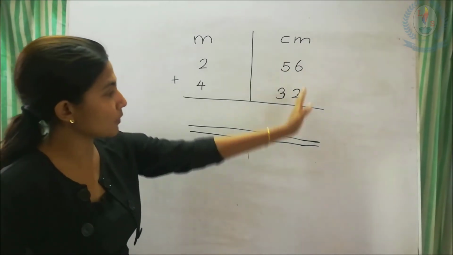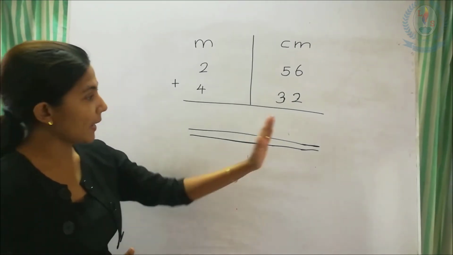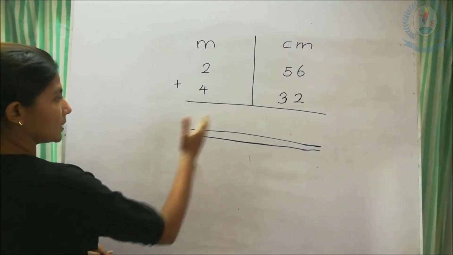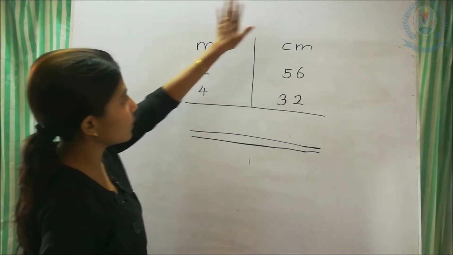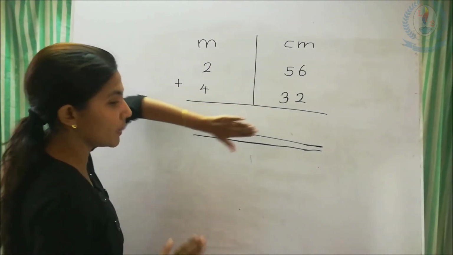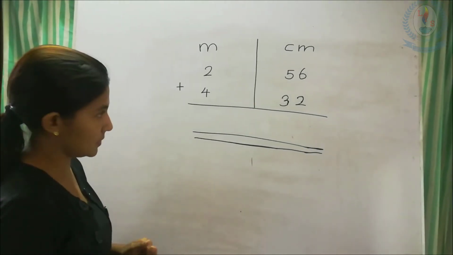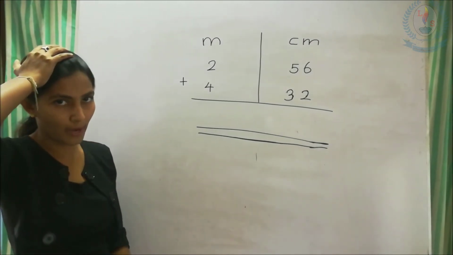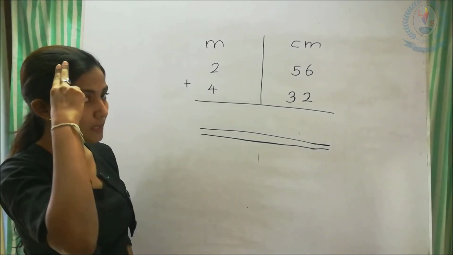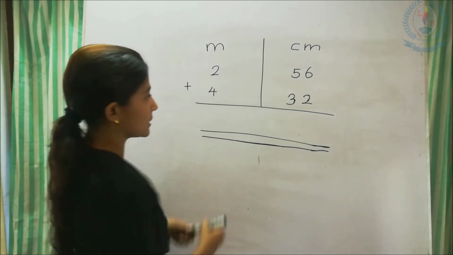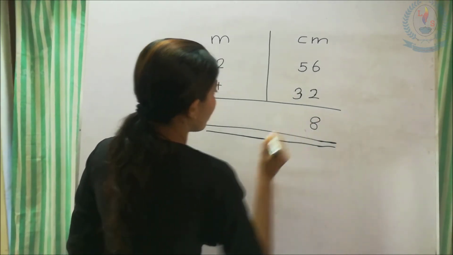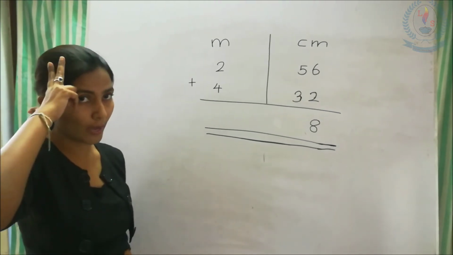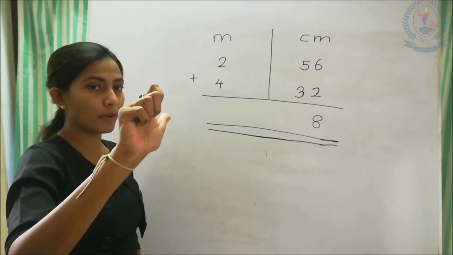You normally start with the unit side, the right side, and continue the adding. Don't think about these signs and all. Normal addition what you have learnt. 6 in your mind, 2 fingers: 6, 7, 8. Then again 5 in your mind, take 3 fingers: 5, 6, 7, 8.